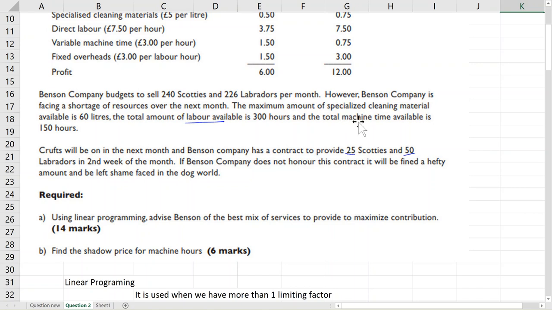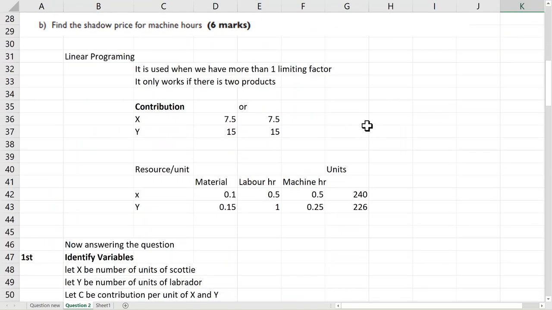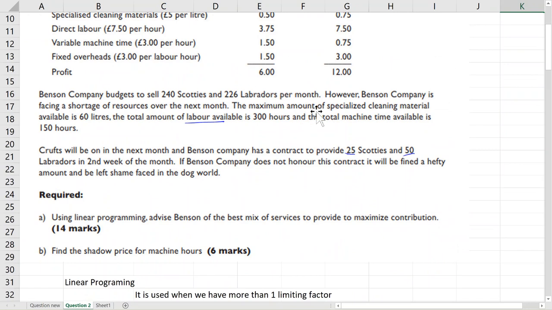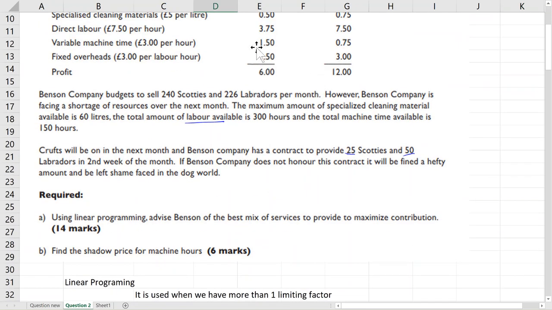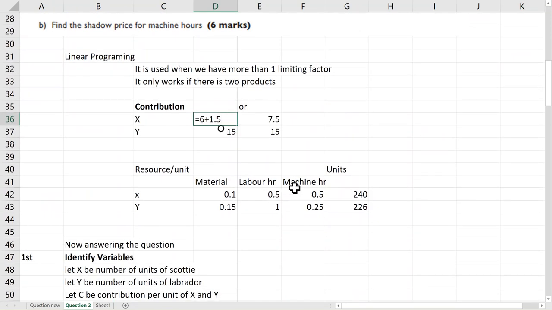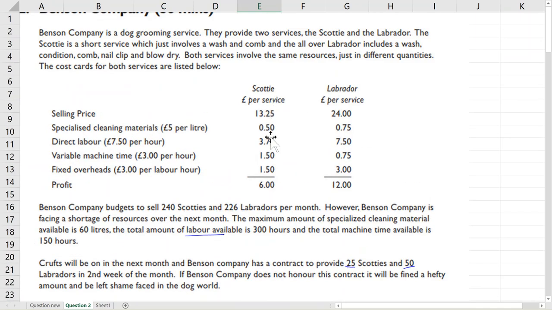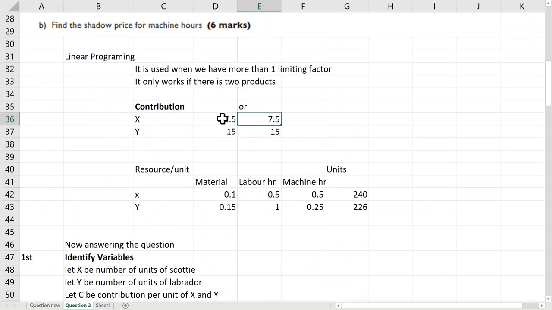Okay, let's directly jump to the question. They haven't given us contribution, so I've calculated contribution. Remember, we don't use profit in decision making, we use contribution. There are two ways you can calculate contribution. One way is to take the profit and add back the fixed cost, because contribution is profit before fixed cost. Or you could take the sales price and subtract all the variable costs. But adding back fixed cost is the faster way of doing it.